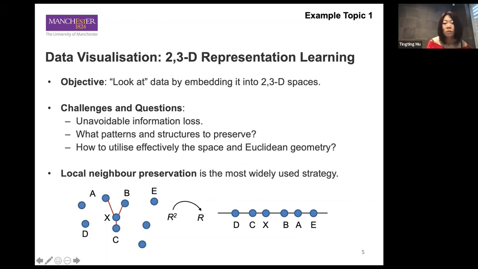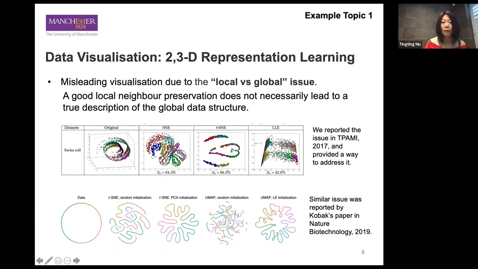So a common approach in this field is to preserve local neighbors. As shown in this single example, if you have identified A, B, C as X's three nearest neighbors, then in the new space you would like to have A, B, C again as your nearest neighbors. So this is the basic idea of local neighbor representation.